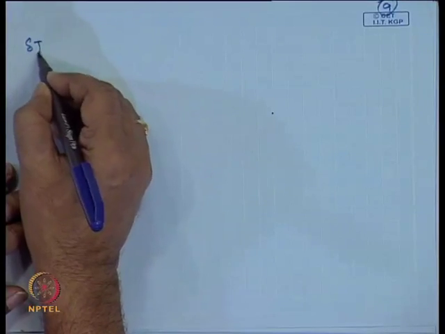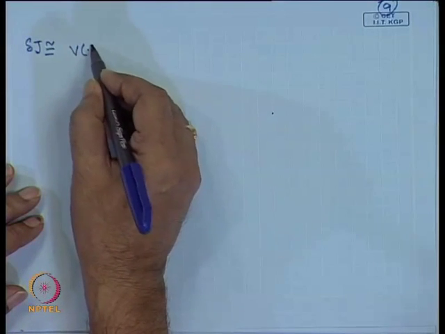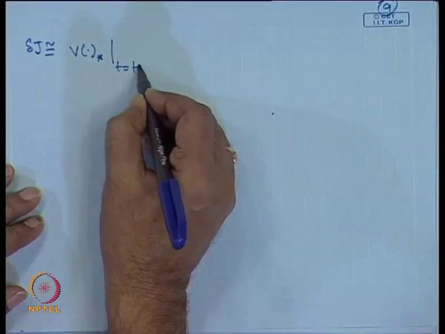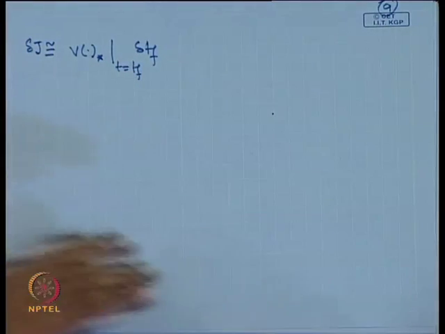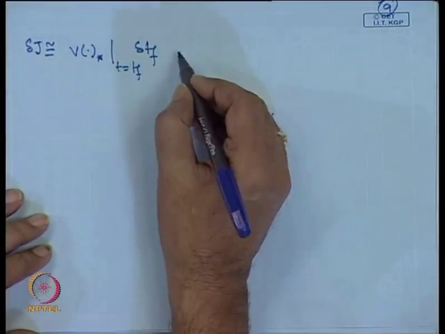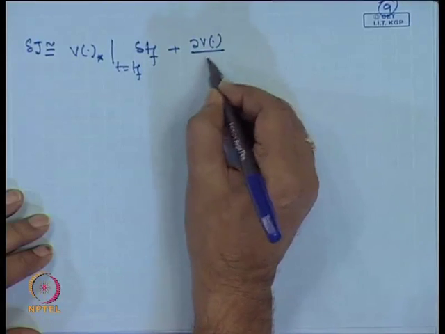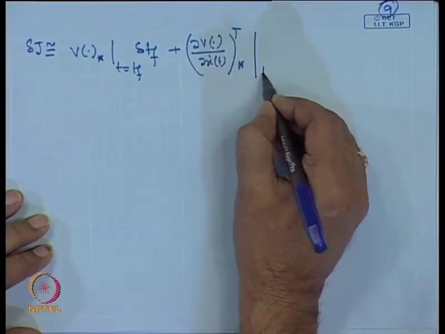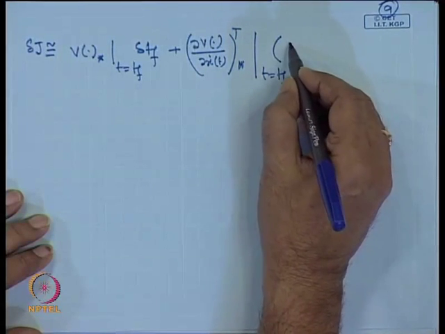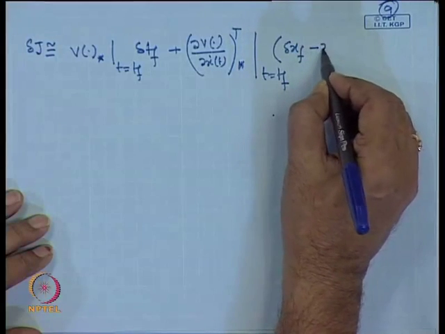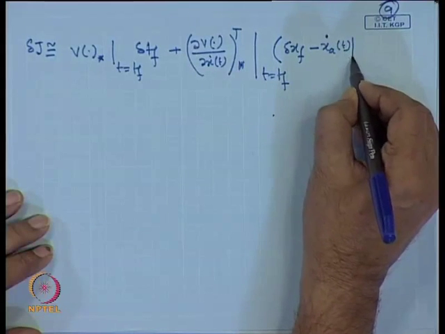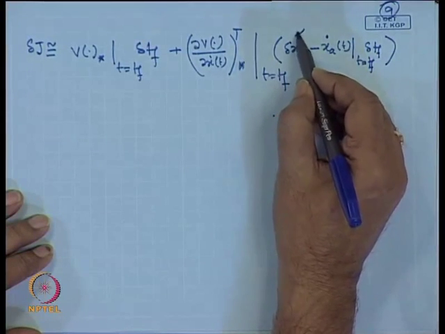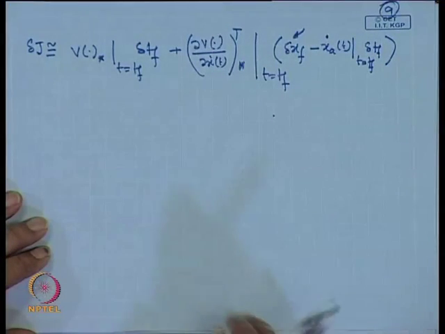So, delta J is nearly equal to del V dot star at t equal to t f times delta t f, agree? Plus del V dot del x dot at t, whole transpose star at t equal to t f, into delta x f minus x dot of t at t equal to t f, delta t f. Now, look at this one, this value I will replace by the approximation we made here.